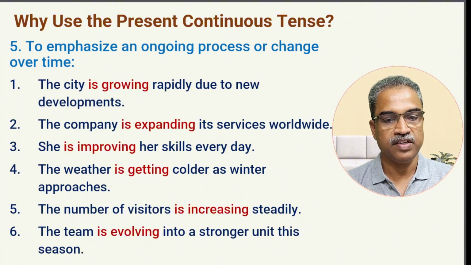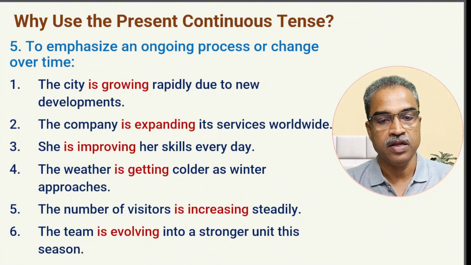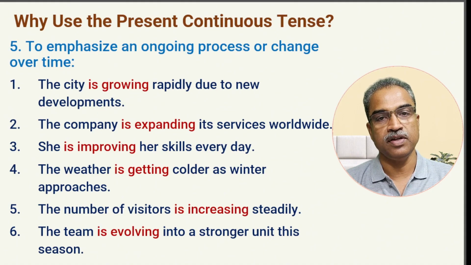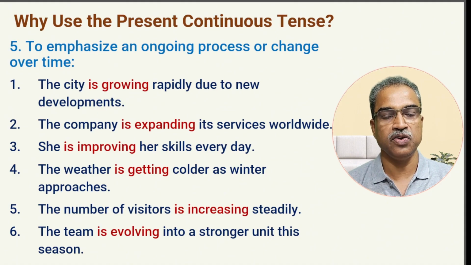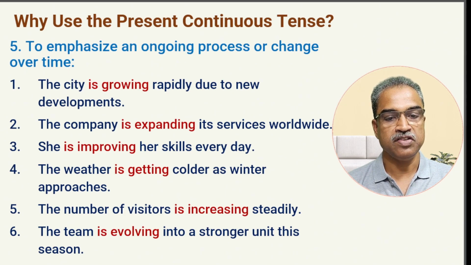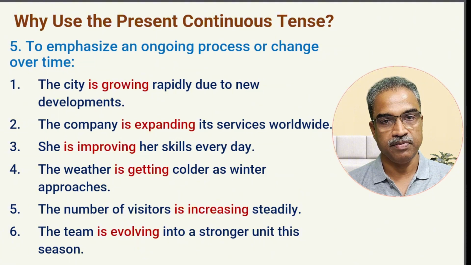So, for example, the city is growing rapidly due to new developments. The city is growing. It's a process going on. The company is expanding its services worldwide. The company is expanding, growing again. She is improving her skills every day. Her growth is a continuous process. The weather is getting colder as winter approaches. The weather is getting colder, getting colder.